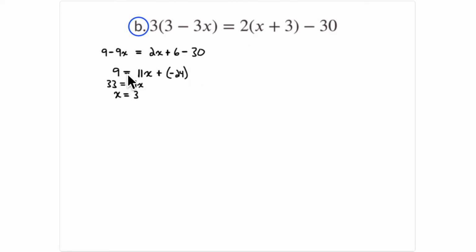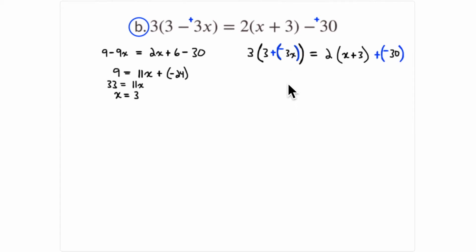And so this becomes 9, so you're going to add 9x. 2x plus 9x is 11x, so 9 equals 11x plus negative 24. So 6 minus 30, or 6 plus a negative 30, is negative 24. And then 1/11 of that, so 33 divided by 11 is 3, and x equals 3. So take a look at that, see if you can see it relatively quickly, but then be able to explain each step, going through it step by step.